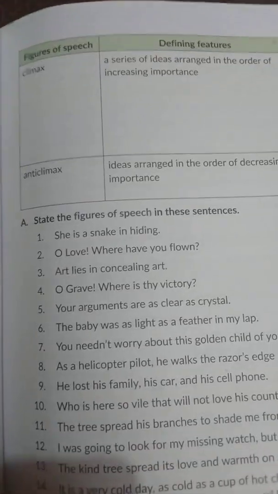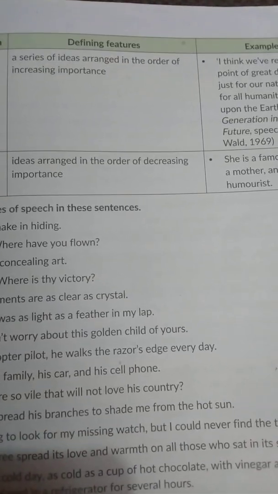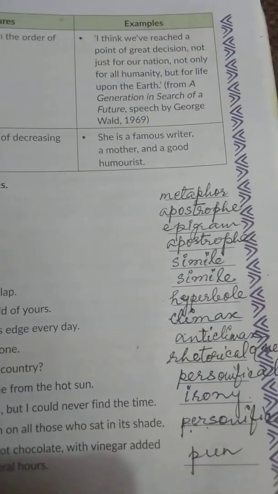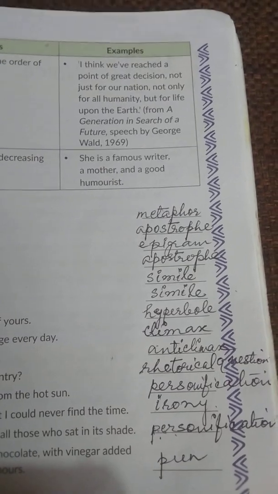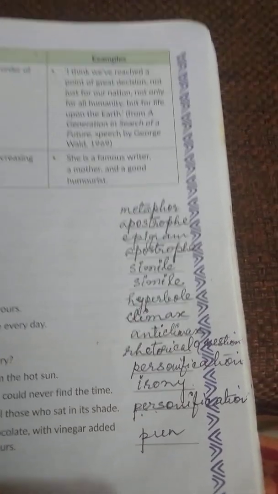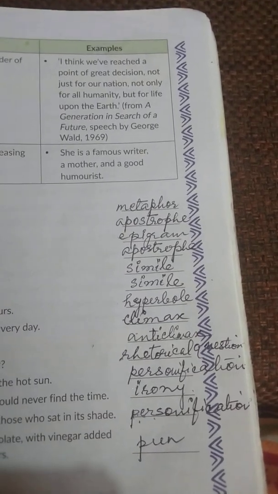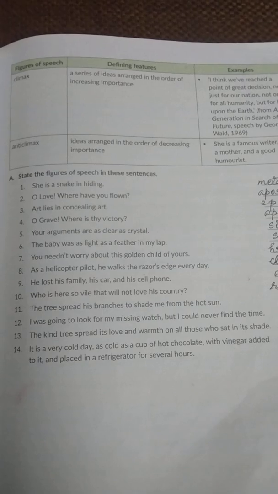Then the last one is anticlimax. Here it is just the reverse of climax. Here ideas are arranged in order of decreasing importance. She is a famous writer, a mother, and a good humorist. Here first the word writer is used because she is famous for that, then she is a mother, and then a humorist.